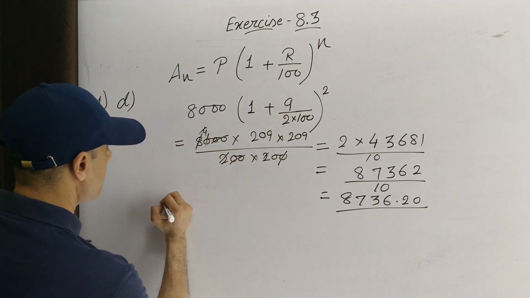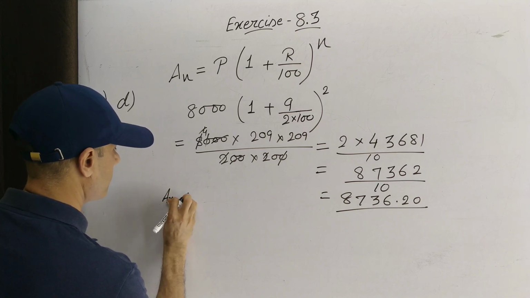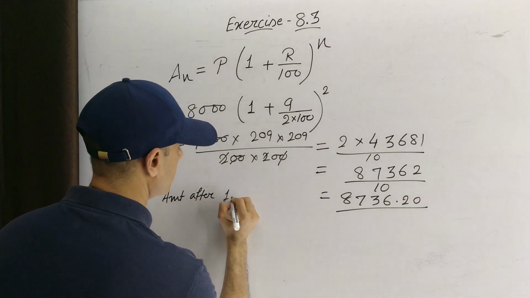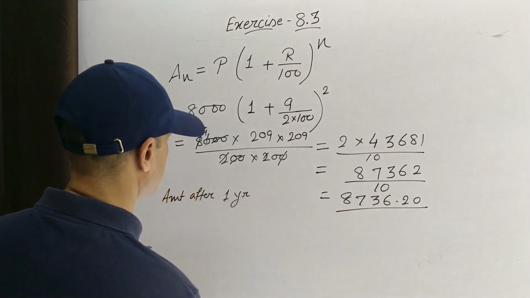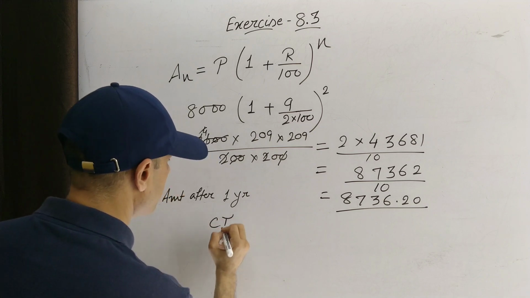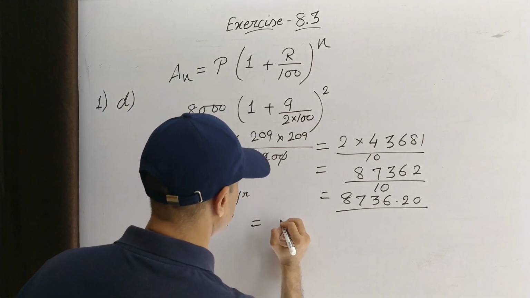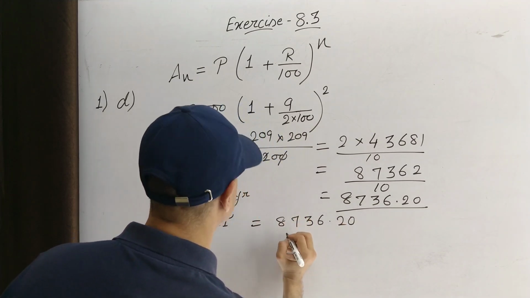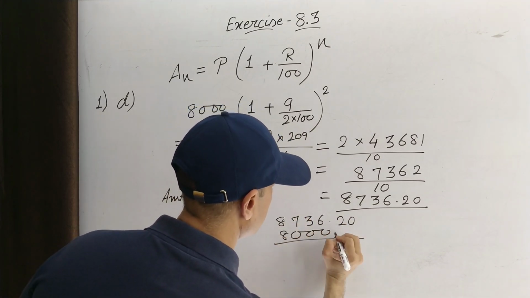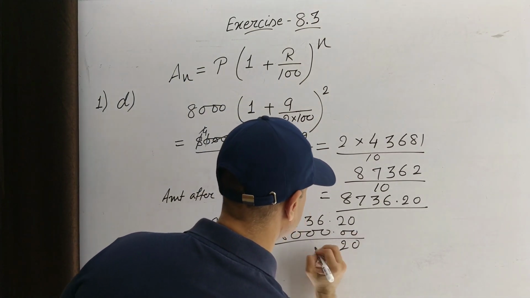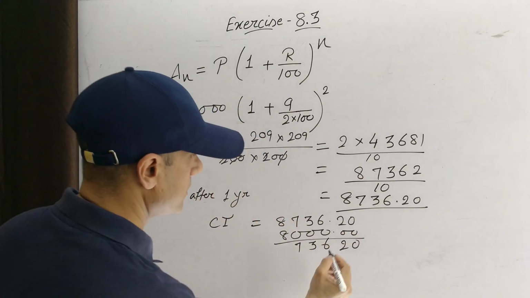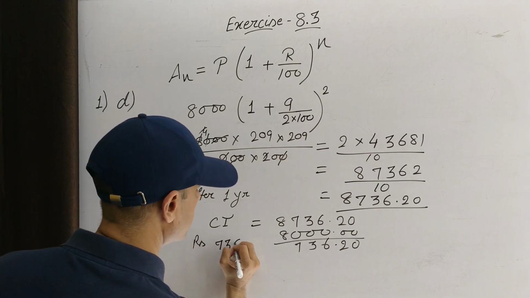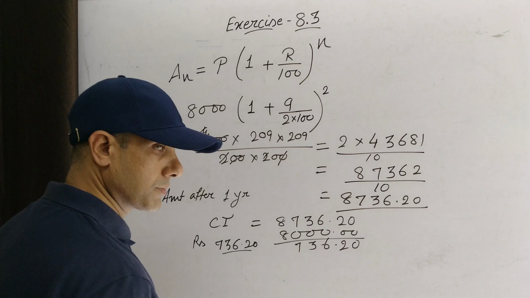So this is the amount after 1 year is equal to this much. Interest, compound interest, is equal to 8,736.2 minus 8,000 is equal to 736.20. So interest is equal to rupees 736.20. Clear?